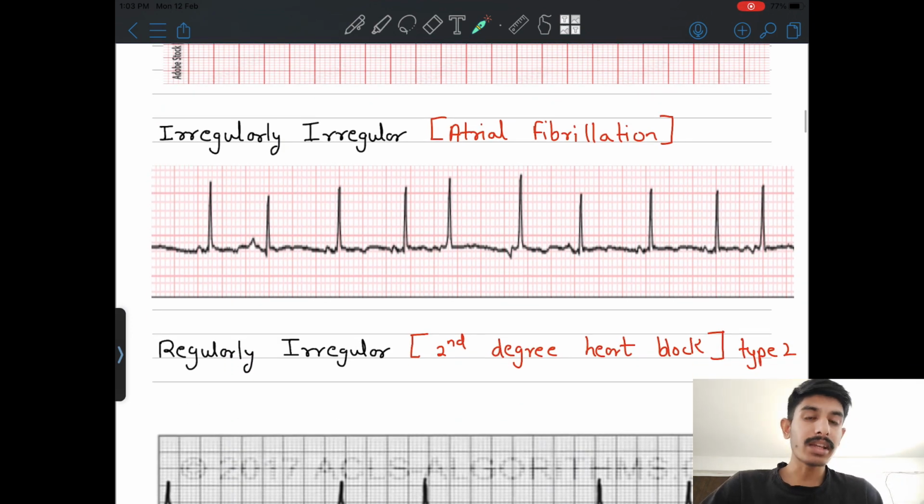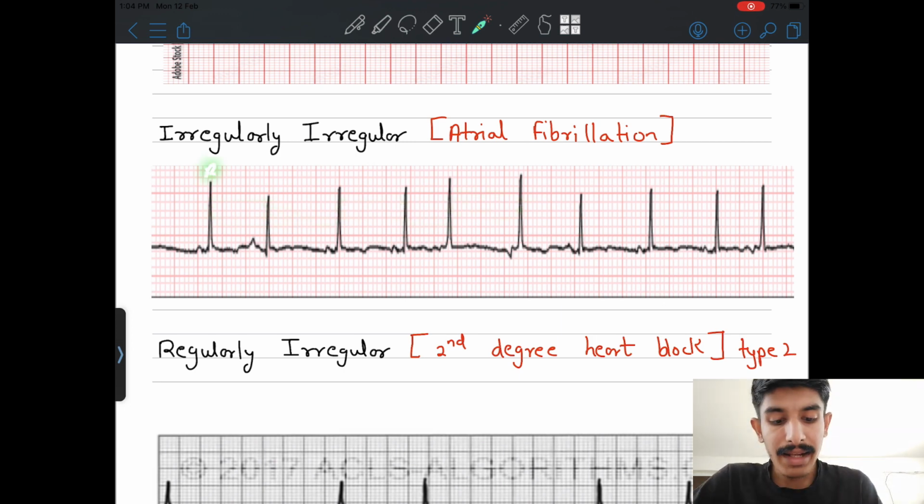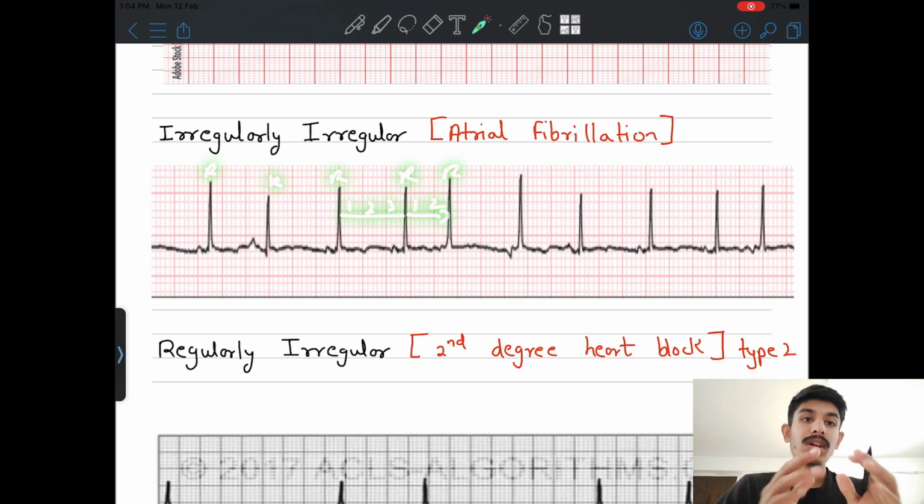Afterwards, irregularly irregular rhythm. In this, there is no P wave you can see clearly. Most of the time the P wave is absent and the rhythm is not regular. You can see here 2 boxes, again 3 boxes, 3 boxes, 2 boxes, 3 boxes. The RR gap is not regular. Between two R waves the gap is not equal.